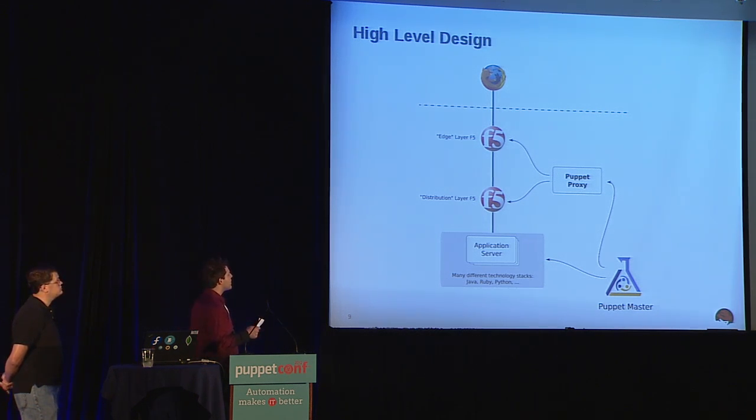There are two F5 devices. One is the edge, and the other is the distribution layer. The edge is going to take care of most of the logic that we have behind our routing, and the distribution is going to take care of the dumb load balancing and node membership.